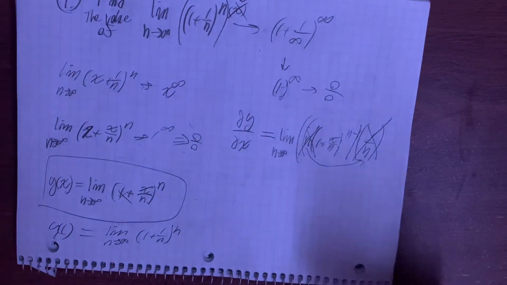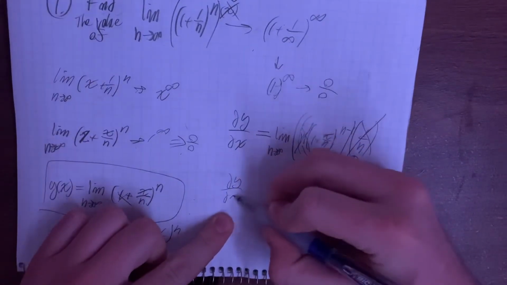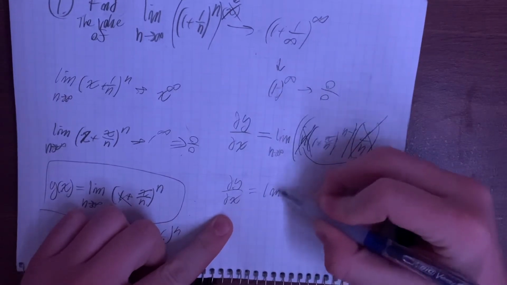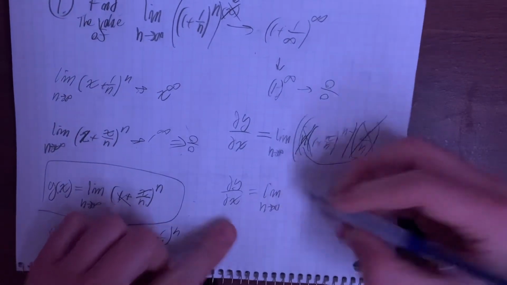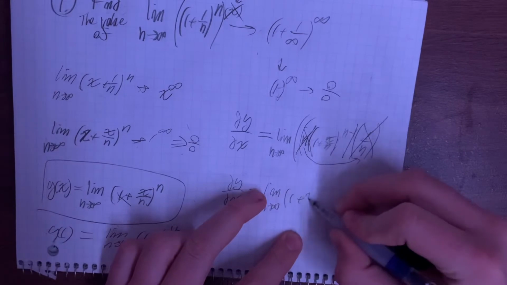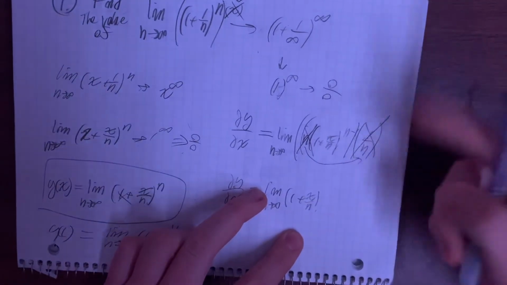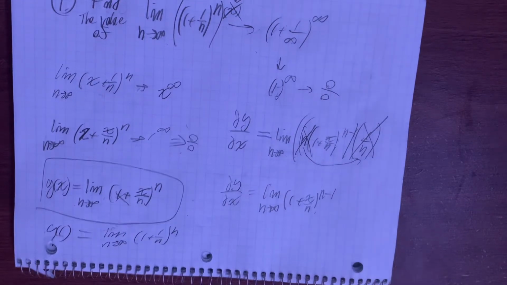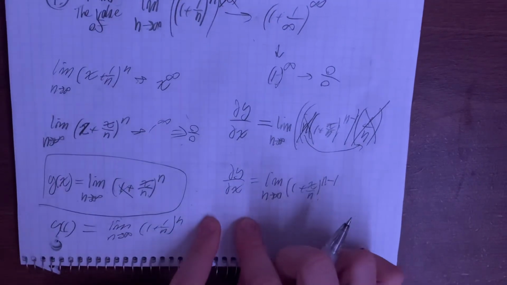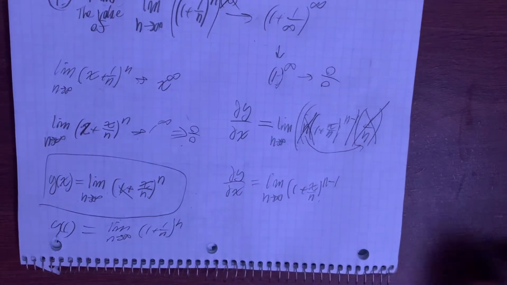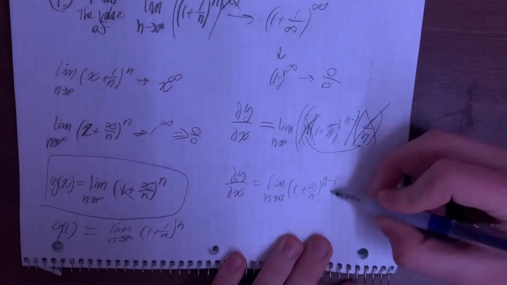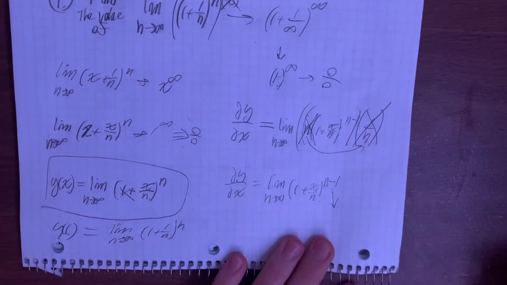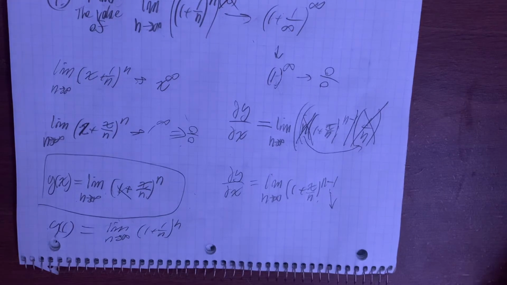So what you get is dy/dx equals the limit as n goes to infinity of (1 + x/n)^(n-1). So that's dy/dx, and we know that dy/dx is that. What you'll notice is that this n minus 1 is, in the limit, negligible, right?